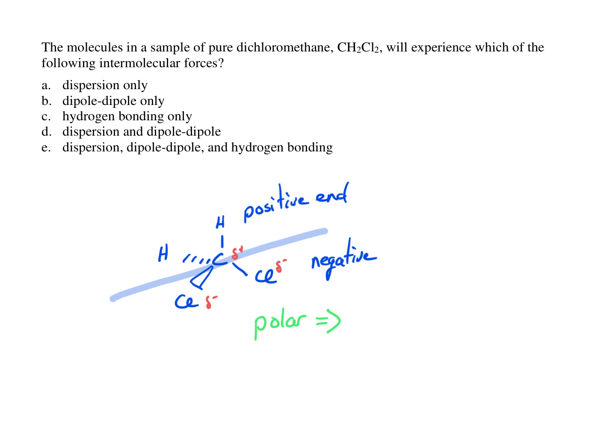and therefore the IMFs that are present are London dispersion forces as well as dipole-dipole forces. There is no hydrogen bonding because chlorine is not electronegative enough to be defined as hydrogen bonding.